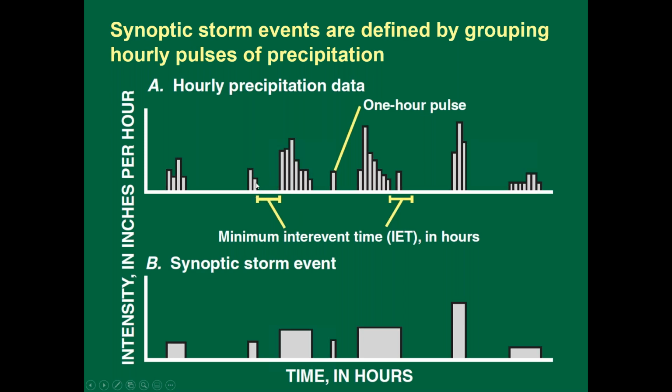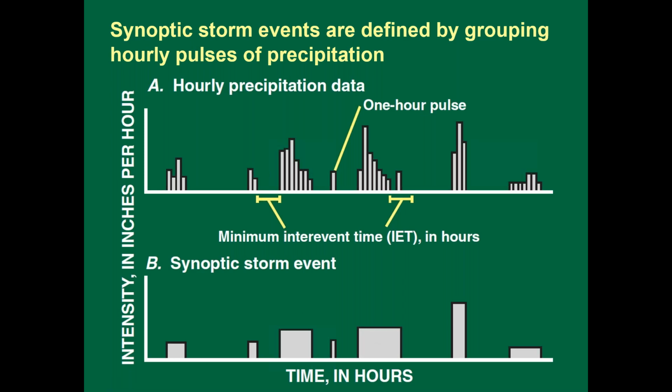We can see on the upper graph, these two pulses get lumped into one storm, but because the next pulse is after the minimum inter-event time, that gets lumped into the next storm. But when we go look at this other one, we can see that we had an event and then a time gap and then another pulse. Because that's less than the minimum inter-event time, that gets lumped together into that event.